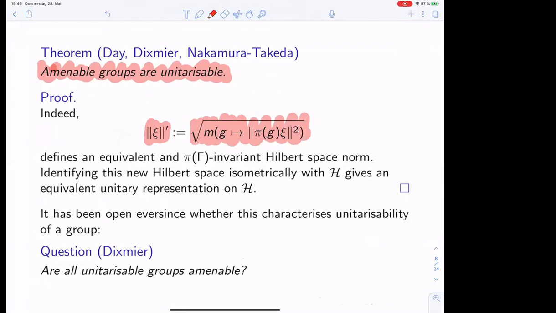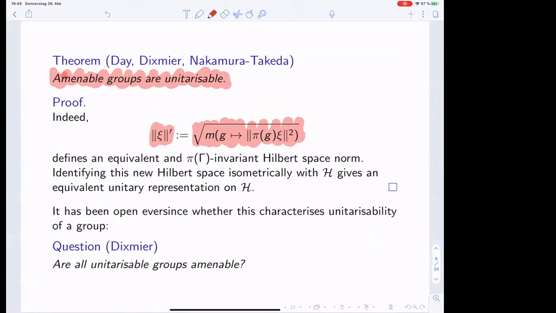You just average the squares of the norms of the vector that you get by shifting by the group element g. And by the nature of the Hilbert space norm, the result that you're getting here will again be a Hilbert space norm. It just satisfies the parallelogram identity on the nose, very easy to check. And by the uniqueness of the Hilbert space as an object, that object that you're getting now will be isometrically isomorphic to the original Hilbert space. And that exactly tells you that you're getting an equivalent unitary representation on the Hilbert space you were starting with.